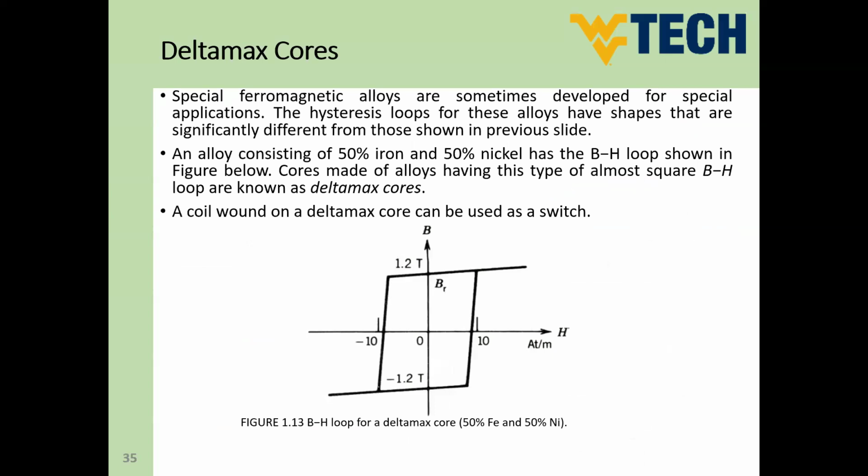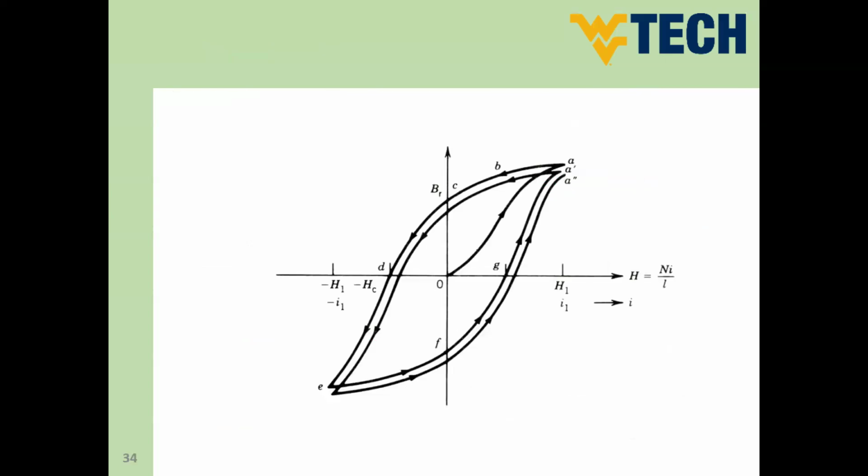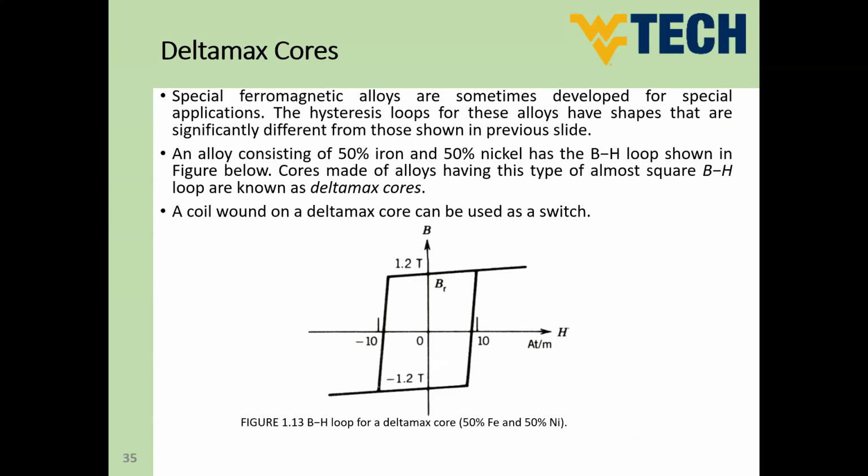Now we have different types of cores. The magnetic materials are not all alike; they are different according to the BH curve. For instance, we mentioned that we have cast steel, cast iron, and sheet steel. There are many materials, and every material will have a different BH curve.